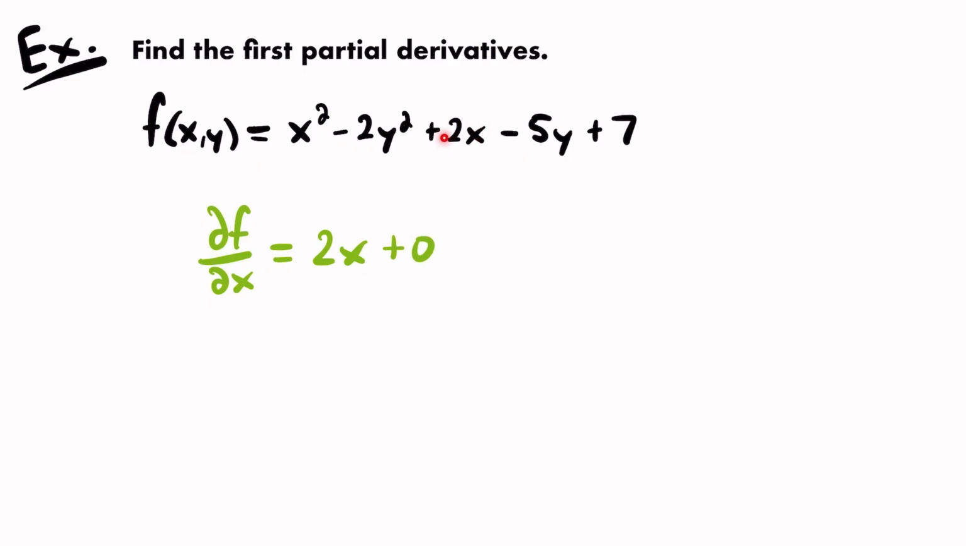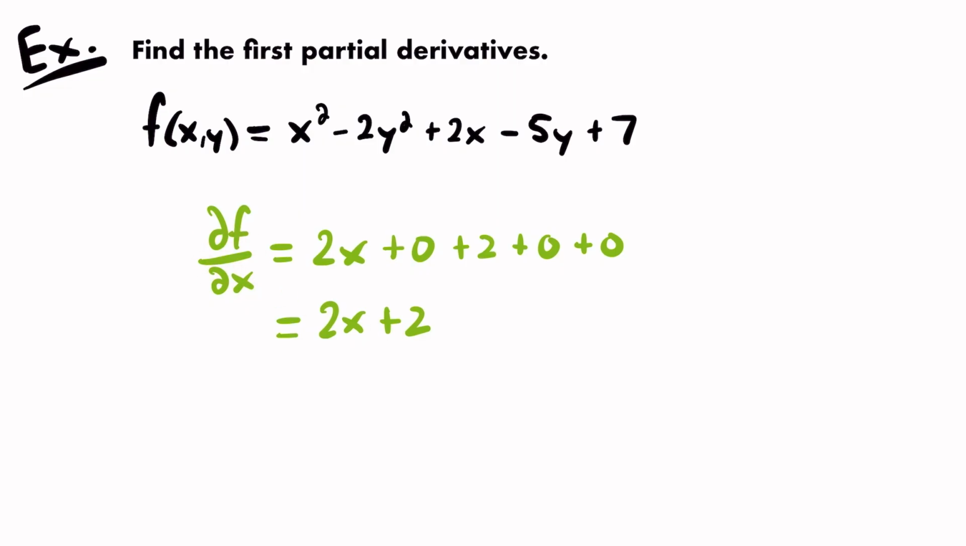Then we'll take the derivative of 2x, and the derivative of x to the first power is just equal to its coefficient. So we'll have plus 2. Then for the next term, we have negative 5y. Just like with negative 2y squared, there are no x's in this term, so with respect to x, this is just a constant whose derivative is 0. So we have another plus 0, and then the derivative of 7, well, that's also a constant, so we have another derivative of 0. So altogether, we have 2x plus 2 as a result of our partial with respect to x.